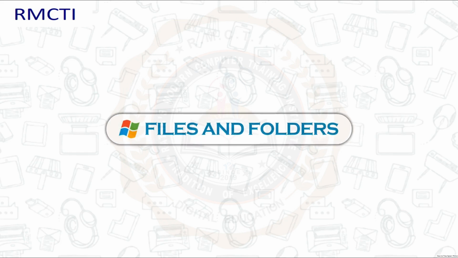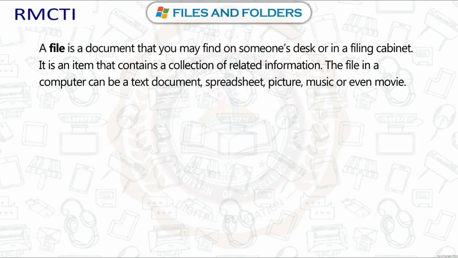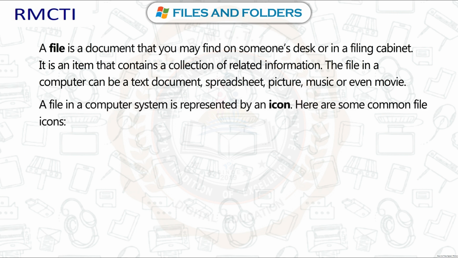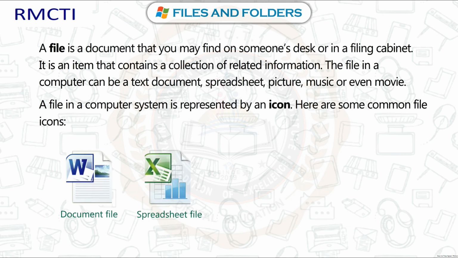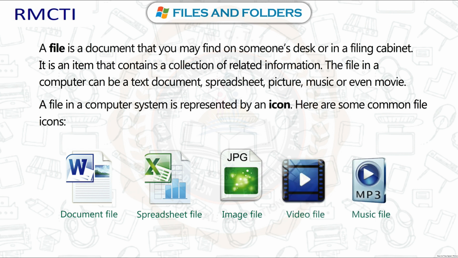Files and folders. A file is a document that you may find on someone's desk or in a filing cabinet. It is an item that contains a collection of related information. The file in a computer can be a text document, spreadsheet, picture, music, or even movie. A file in a computer system is represented by an icon. Here are some common file icons: document file, spreadsheet file, image file, video file, music file.